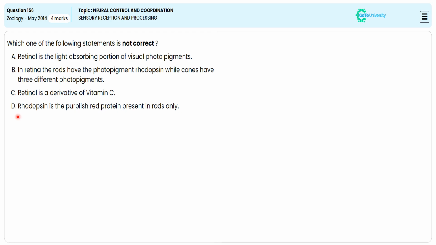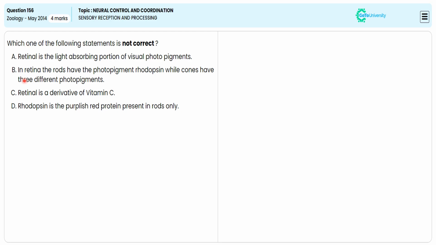Why are we avoiding option D? Because rhodopsin is a purplish red pigment present in the rod only, but not in the cone cell. That is absolutely accepted because the rhodopsin pigment in its specific form in the rod cell is required to specify the correct object in a high intensity light. For this, we are ignoring options D, A, and B.